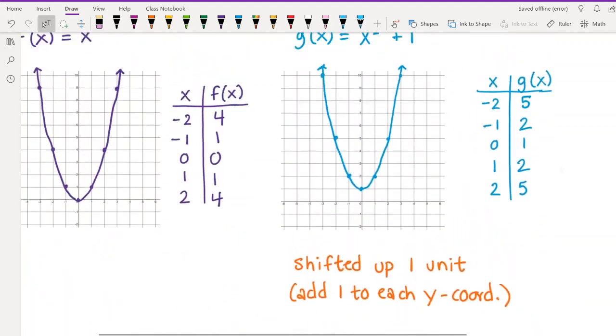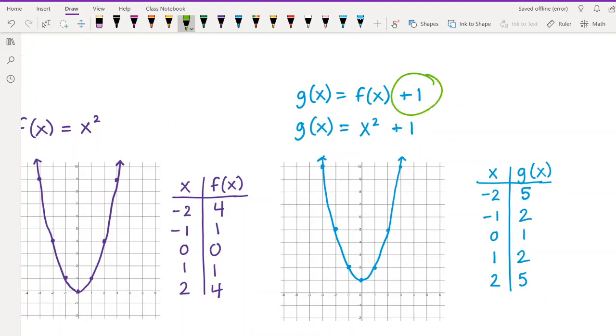Whereas in this example, we were adding 1 to the function, right? We left x alone. It was just f of x. f of x was normal. Where did we add the 1? We added it to the entire function. And when you're talking about the entire function, well, then you're talking about the outputs, which are the y coordinates. So that explains why our shift was horizontal rather than vertical.